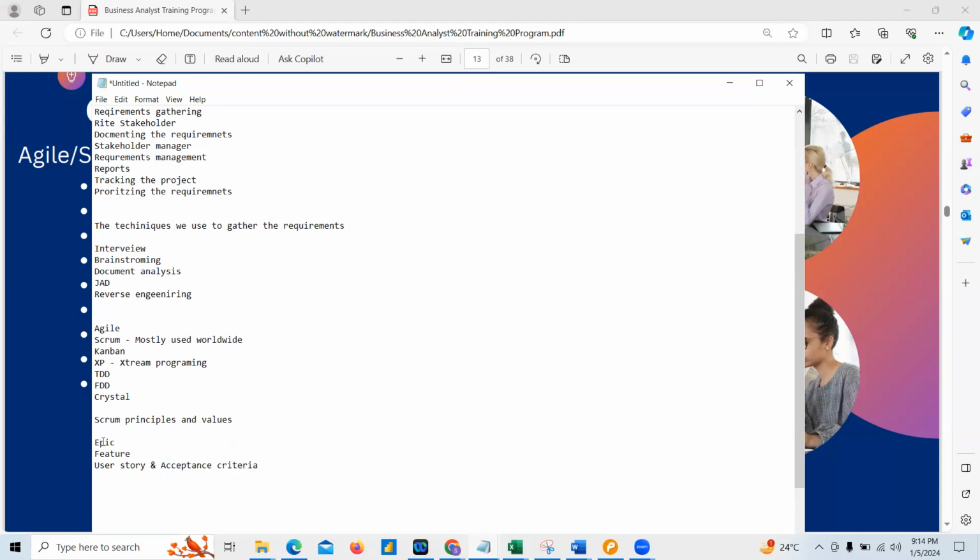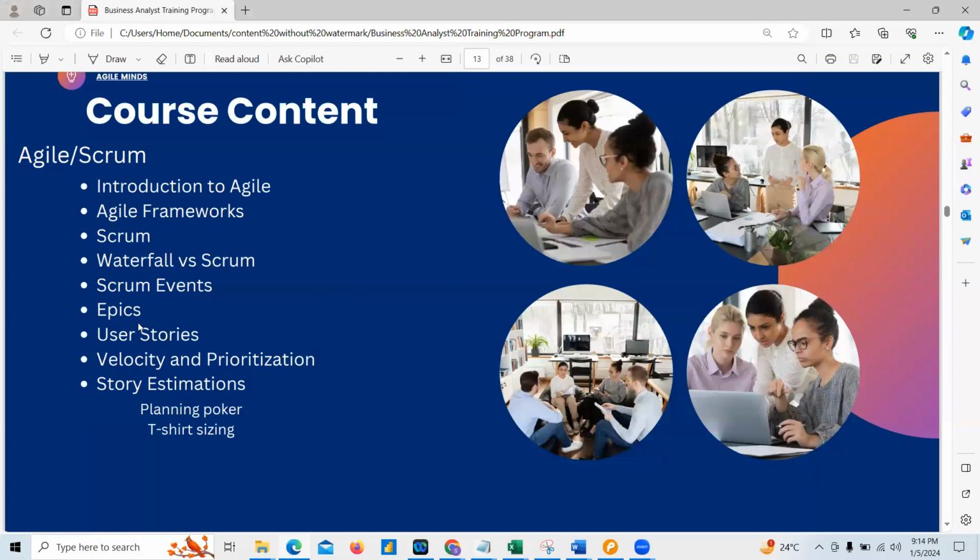We'll see how to derive the epic from the requirements, how to derive the features from the epic, and how to derive user stories from the feature. This is the hierarchy of writing a user story. We'll see a detailed explanation of this as well.